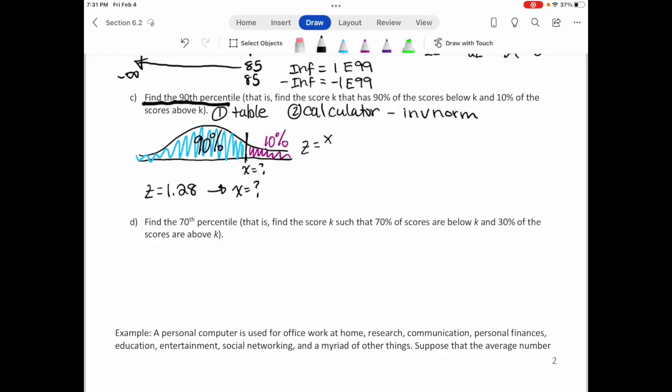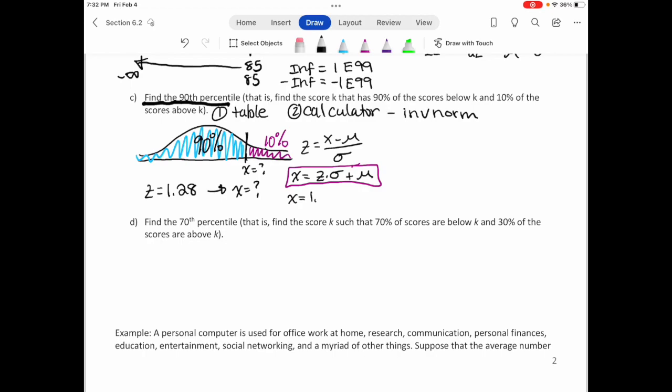So remember we had this formula where we find z by taking x minus the mean over the standard deviation. And then there was another example where we had to work backwards and we found x by taking z times the standard deviation and then we add the mean. Well, because we're looking for x now and we know what z is, we're going to use the formula in reverse, which is this one right here.